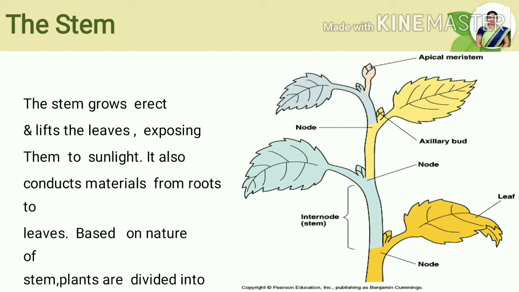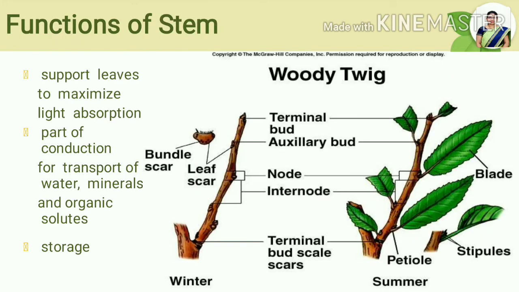Generally, stems are green when they are young. They may be strong or weak or delicate. They may be branched or erect or rigid. There are different types of stem. Now, what are the functions of stem? They support the leaves to maximize light absorption, take part in conduction for transport of water and minerals and solutes, and also storage. So stem is an important part of the plant.